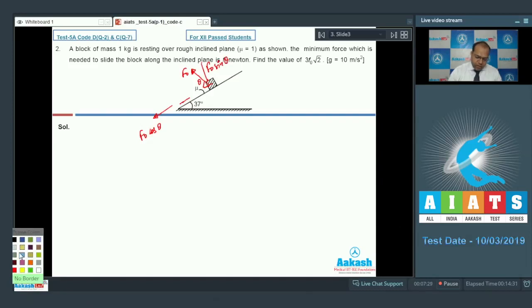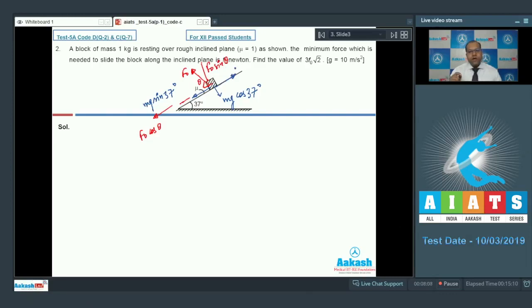Now if I take the components of the gravitational force, then mg cos 37 degree will act in this direction and mg sin 37 degree will act in this direction. It is given in the question: what is the minimum force needed to slide the block along the inclined plane. In order to have the minimum force, the value of friction must be maximum, and the friction is acting in this direction.